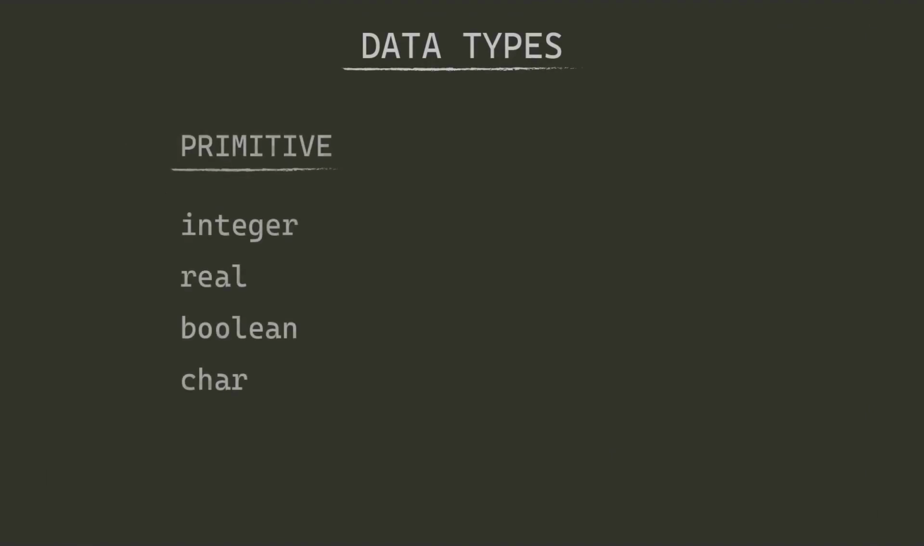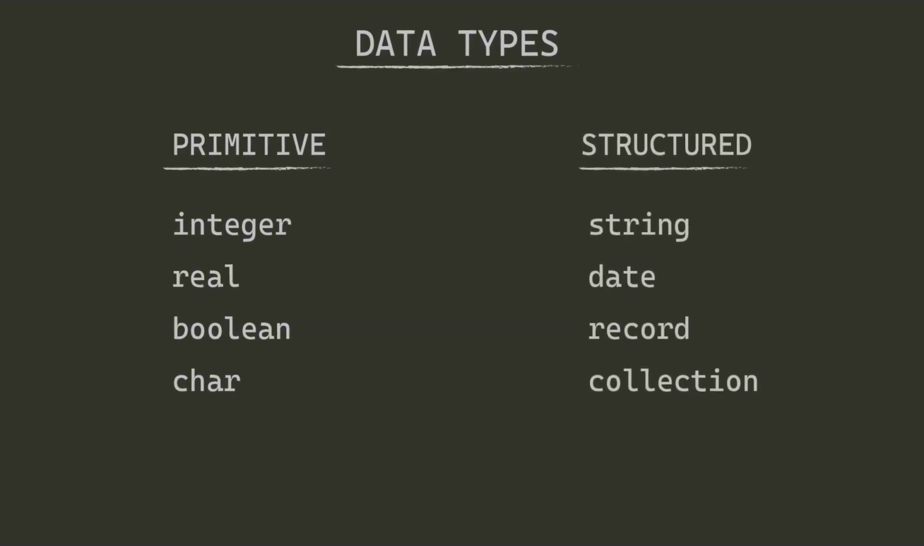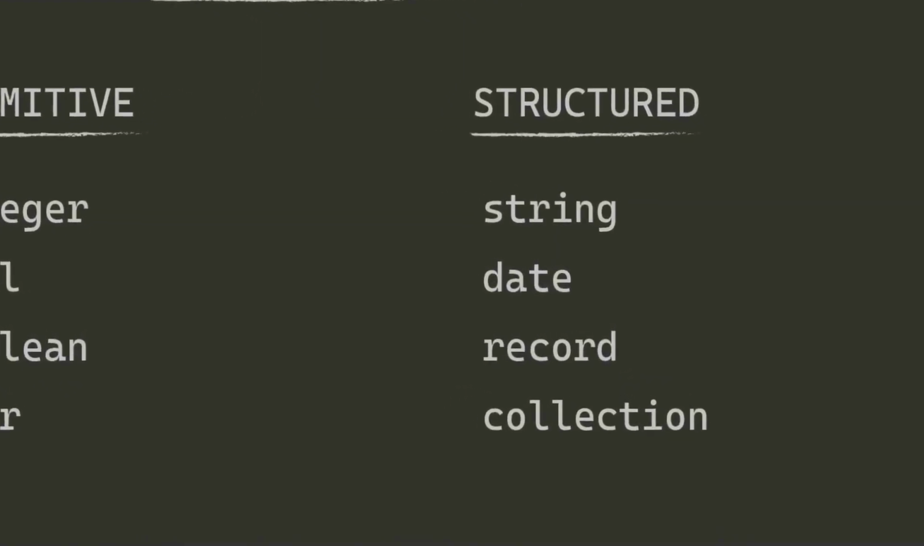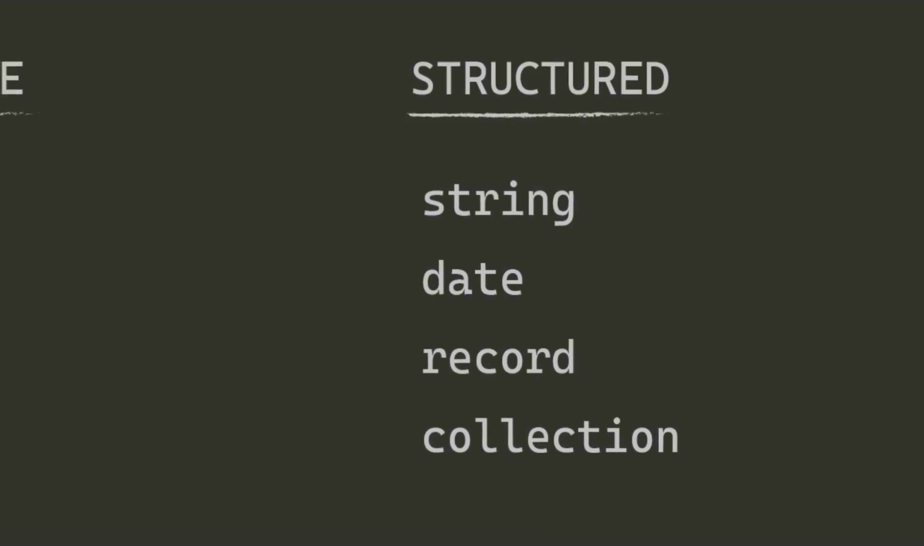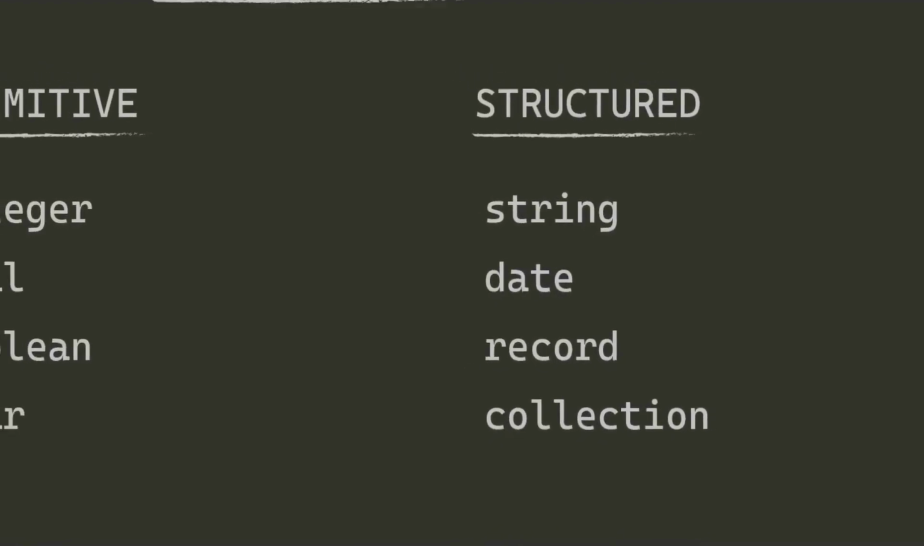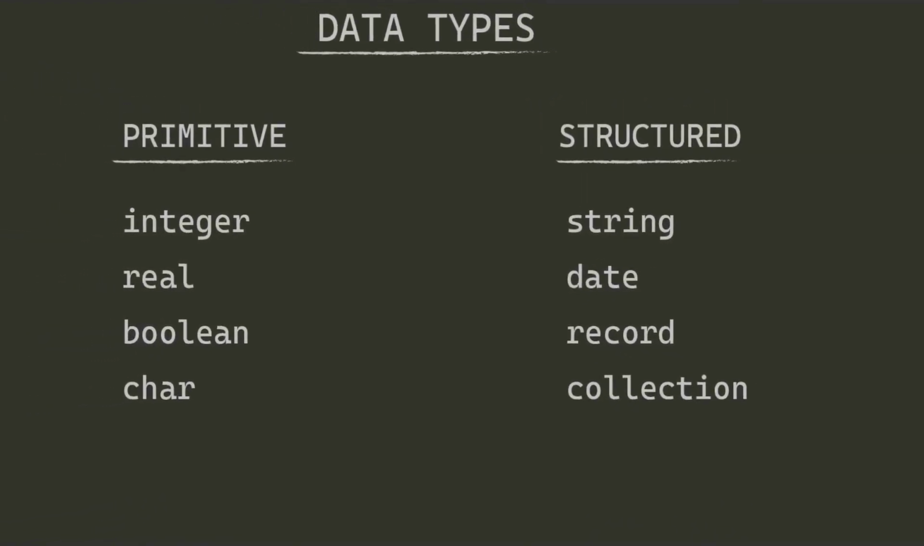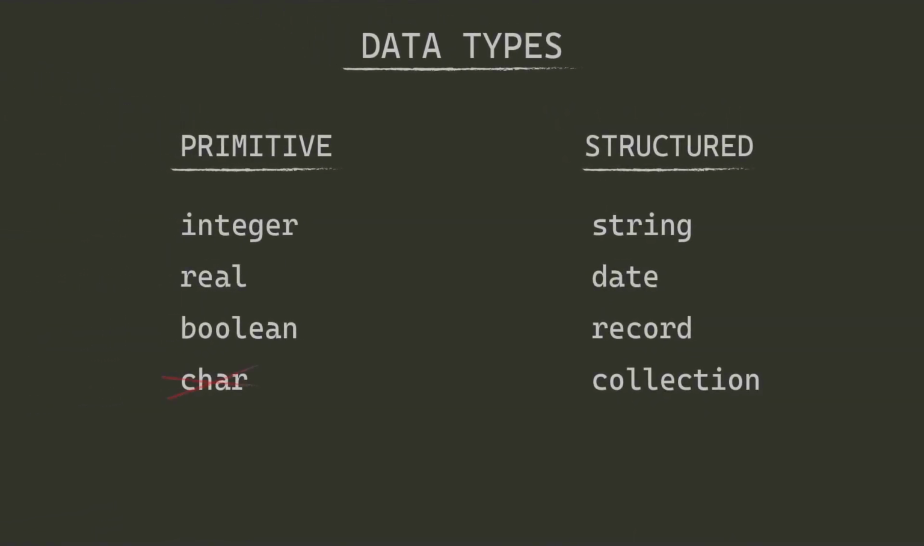Usually computer languages have two different sorts of data types. Primitive types such as integer, real, boolean and char, and more structured data types such as strings and dates, as well as user-defined types called records, and collections which hold sets of other types like a list of integers or a list of dates. But more on these later. Some of these types are built into the language, but not all languages support the same built-in types. For instance, Python doesn't have a char data type, whereas C++ does.